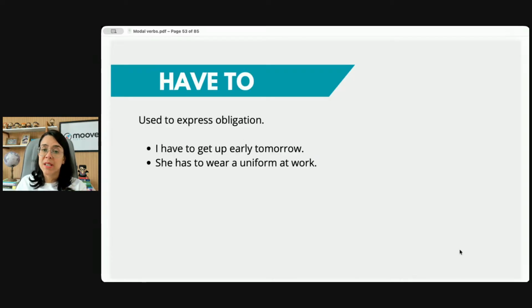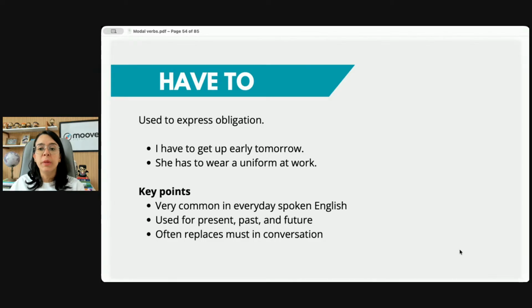It's also used to express obligations, a synonym of must, but it's more neutral to inform. It's more casual, right? So I have to get up early tomorrow. She has to wear a uniform at work. So in this situation, we need to use to and the verb in the infinitive. So it is very common in everyday communication. It's more dynamic. You can use it in the past, in the present, in the future, and it replaces must in everyday conversations. People hardly ever use must when they're talking.